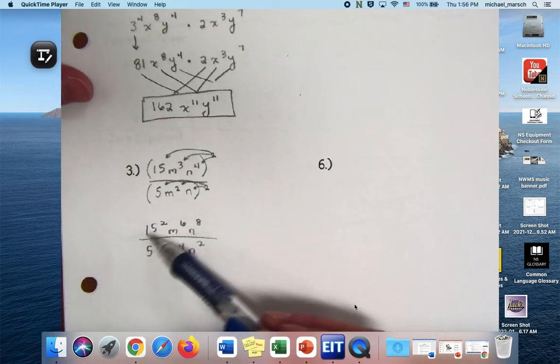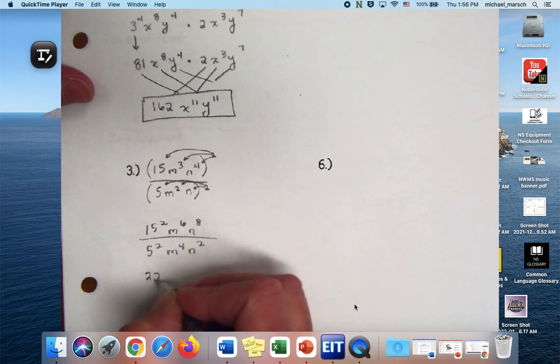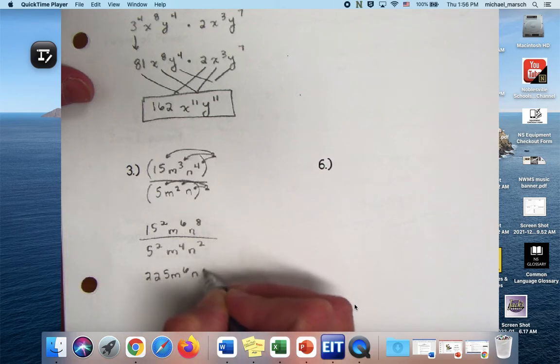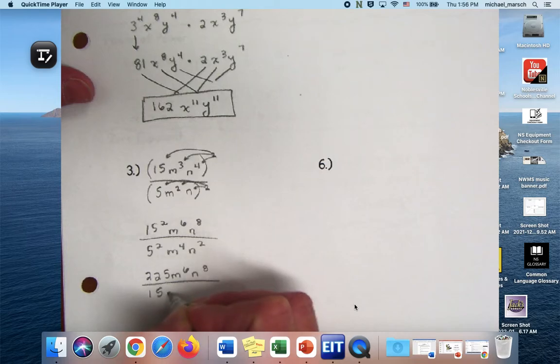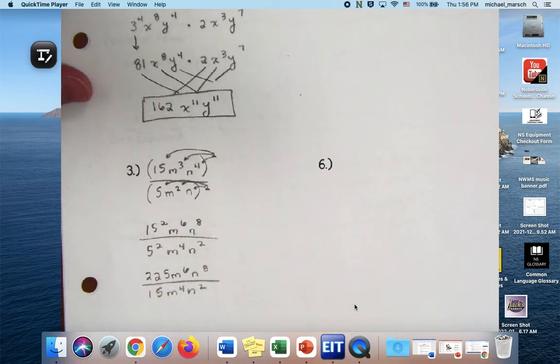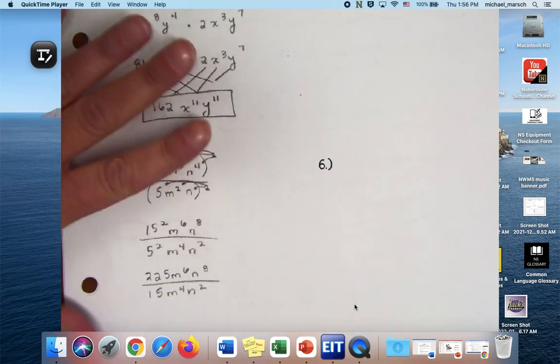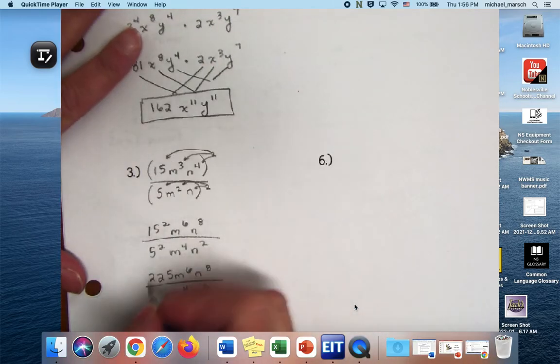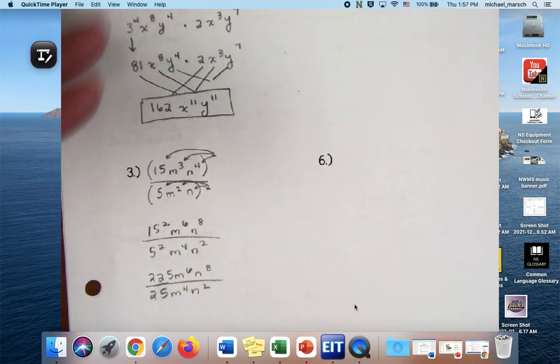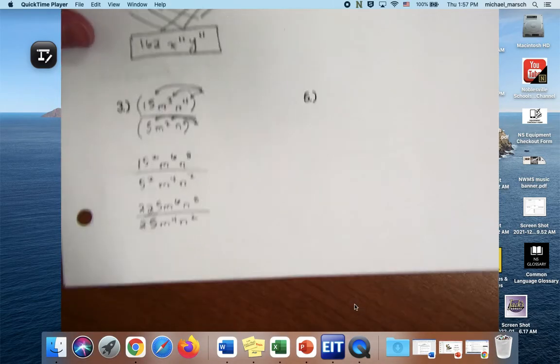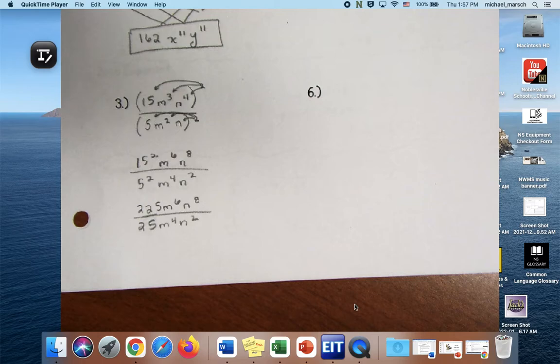I'm going to take these numbers and I'm going to actually square them. 225 m to the 6th n to the 8th over 25 m to the 4th n squared. I do have students that will try to do more than one step at a time. If your brain can do more than one step at a time, by all means go ahead. But I can only do one at a time. That just works easier for me. So if I think I made a mistake, I can find it easier. Or you guys can find it for me, whatever.